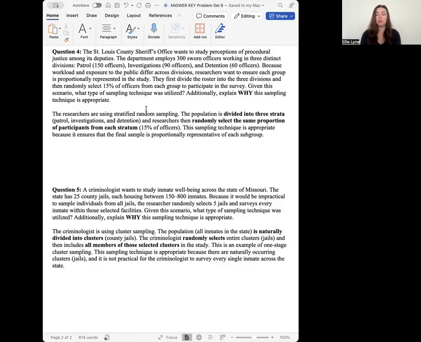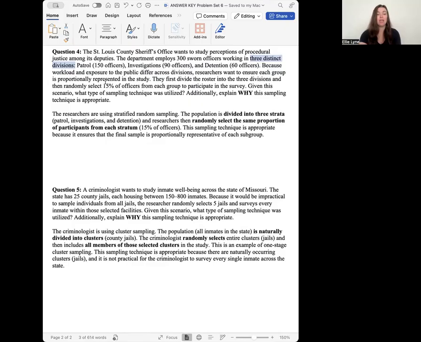They first divide the roster into the 3 divisions and then randomly select 15% of officers from each group to participate in the survey. Given this scenario, what type of sampling technique was utilized? Additionally, explain why this sampling technique is appropriate. So again, if I'm just reading through this the first time, a couple of keys are going off in my head. The first thing here is that I have 3 distinct divisions.